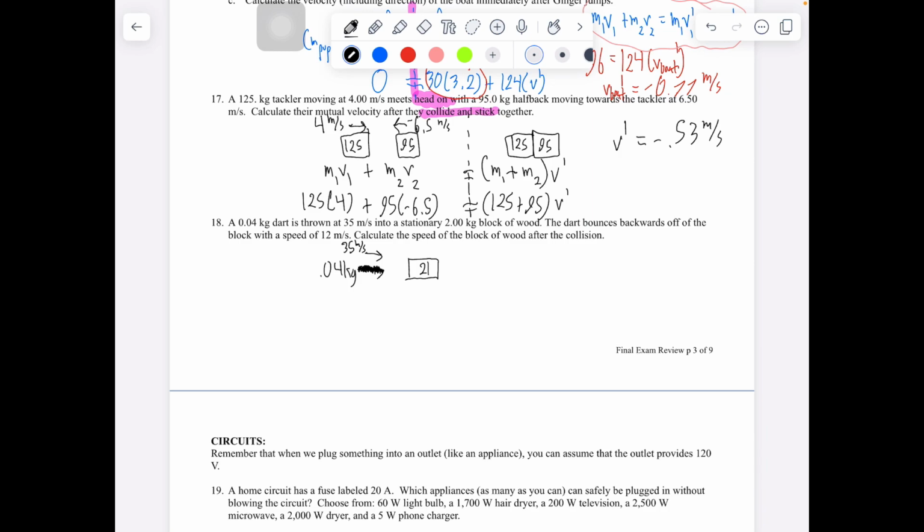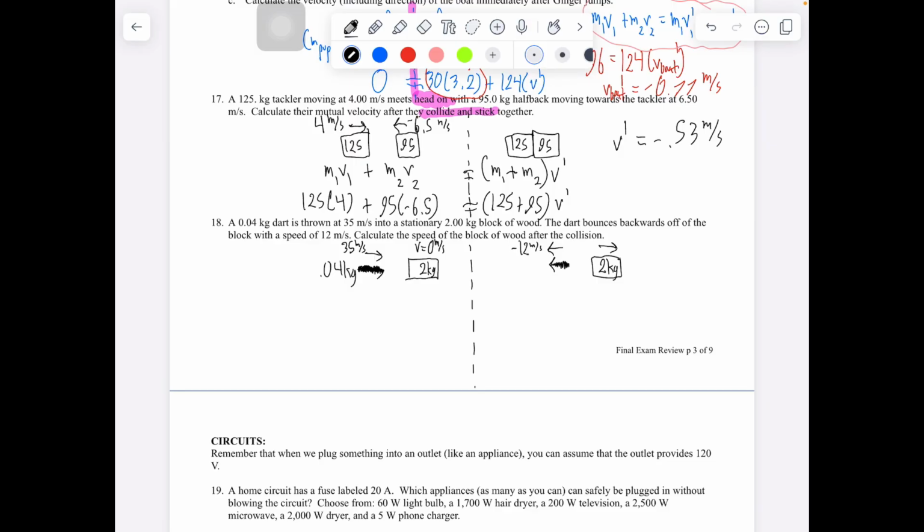Again, this is 2 kilograms. It is not moving. Afterwards, well, the block, we can surmise, is moving to the right with some velocity. And we know that dart is now moving to the left at negative 12 meters per second.